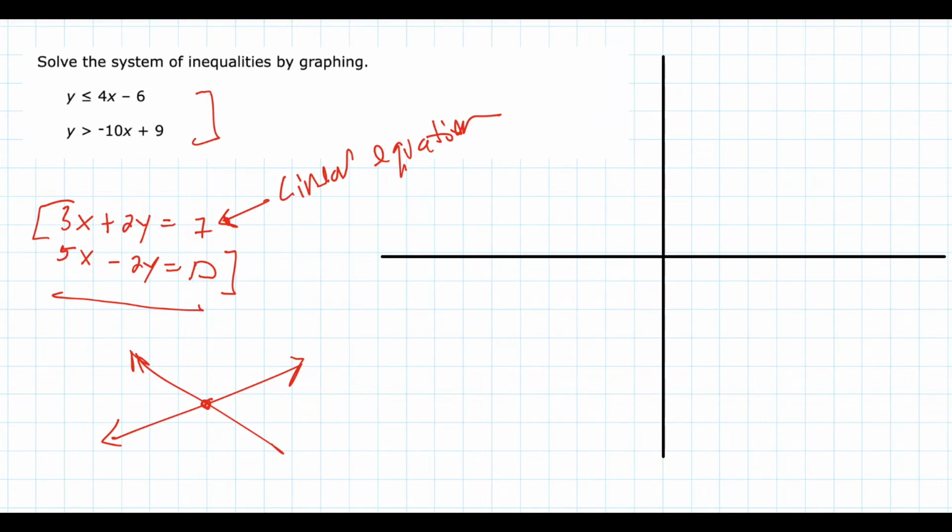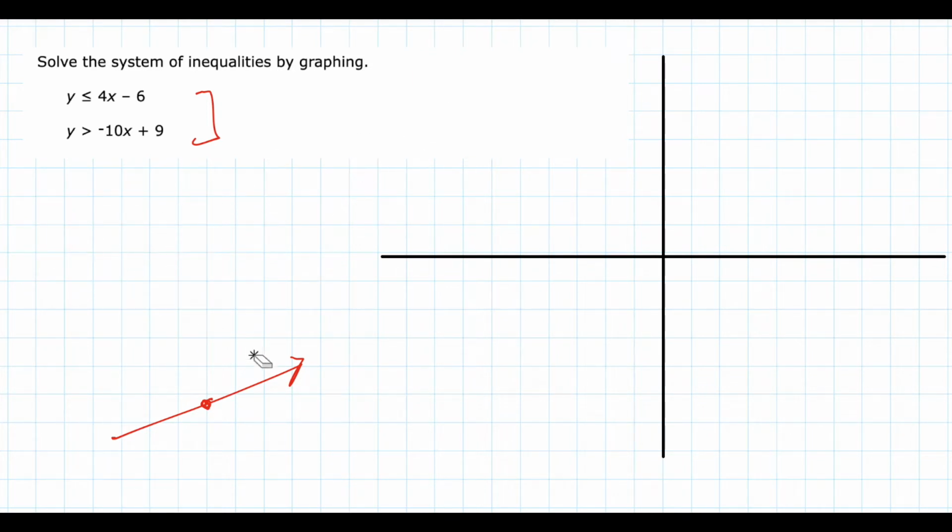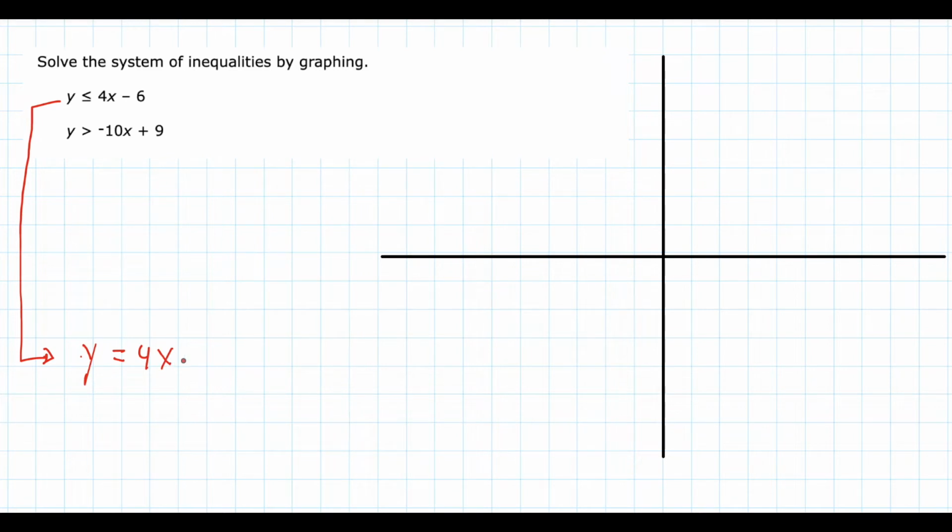With these, you're not going to find a point that they have in common. You're going to find an area that they have in common. You can still think of it as a linear equation, you just have to shade it. It's one extra step. Both of them are written in y equals mx plus b form. For this one, I'm going to ignore the inequality for now and write it as y equals 4x minus 6.